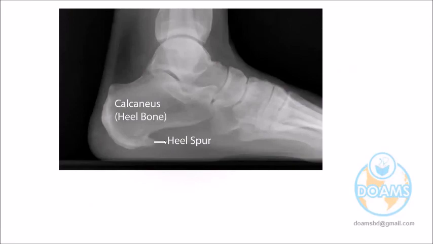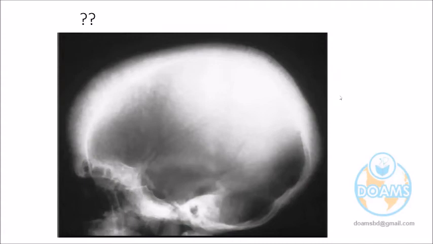And this is the calcaneal spur. A spur can happen above also, in the back, and here, a heel spur, calcaneal spur. If a patient has the pain but a spur is not there, more likely it will be plantar fasciitis. But a spur is visible here. Now come to the other X-ray.